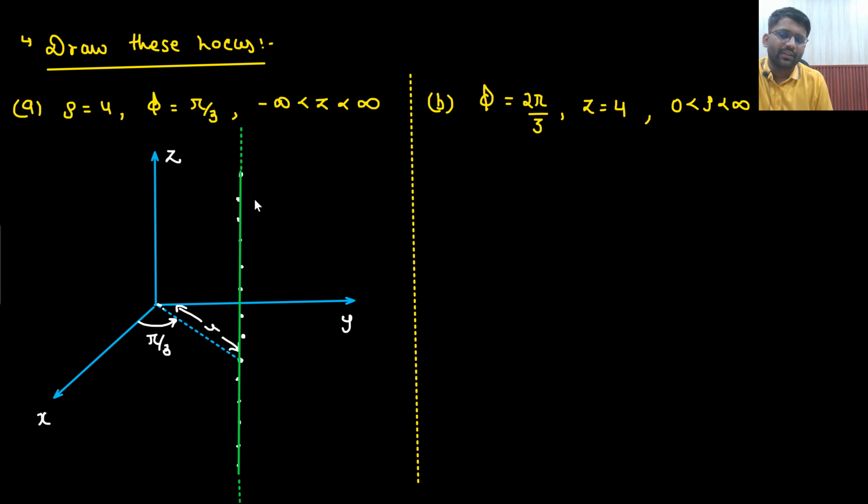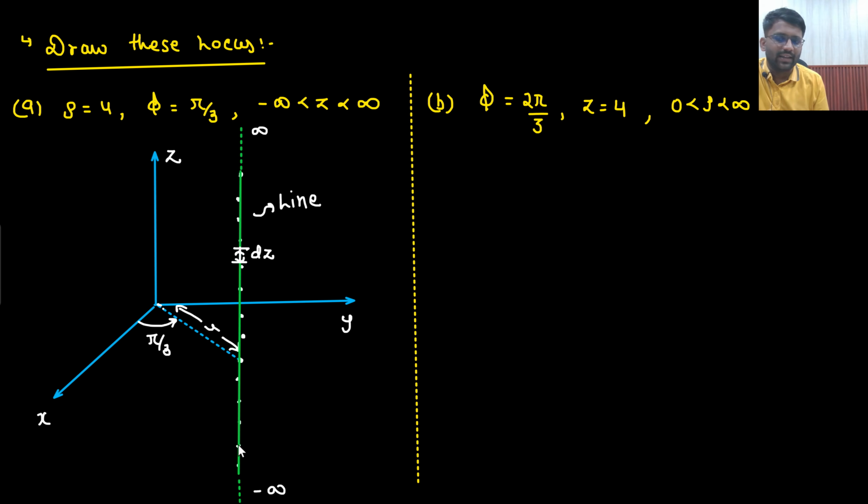So what is the equation? What is the scenario? This is a line. Say yes or no. What they are saying? Rho is 4, making an angle of pi by 3, but z can take any value from minus infinity to plus infinity. So it is simply a line. And what will be a small portion on this line? A small portion on this line will be dz.